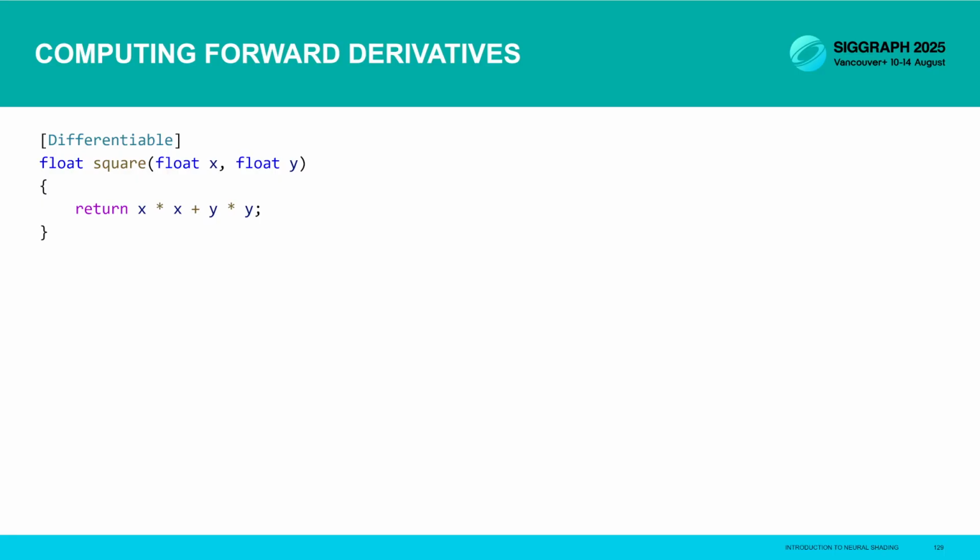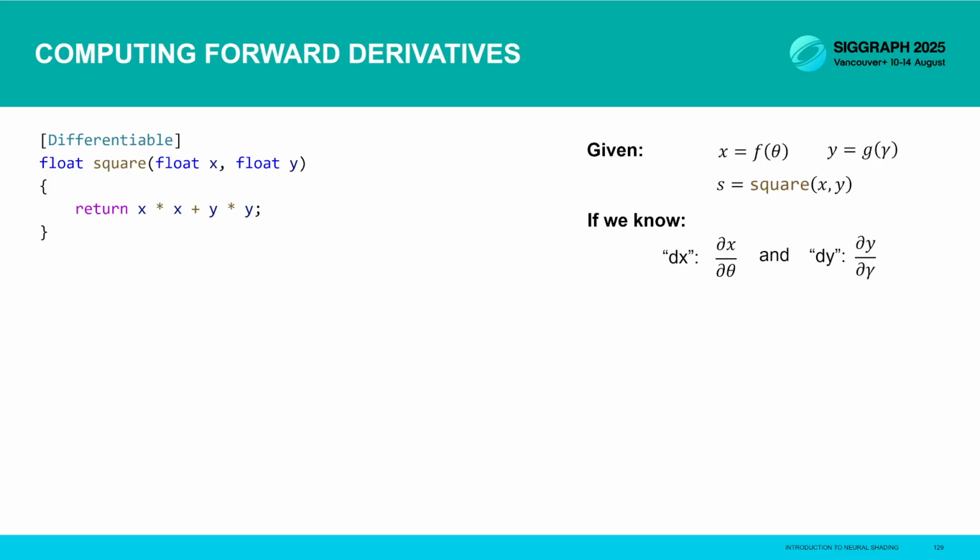Well, dx and dy matter if x and y are not just constants, but computed from some other terms themselves. Assume you have computed the values of x from an upstream value theta and values of y from an upstream value gamma, and you compute s by calling square with x and y. Now, let's say you already know the gradient of x with regard to theta and the gradient of y with regard to gamma. This is what we call dx and dy.